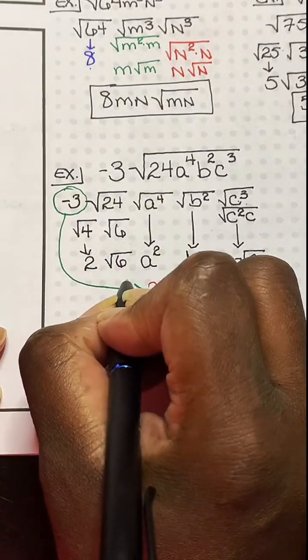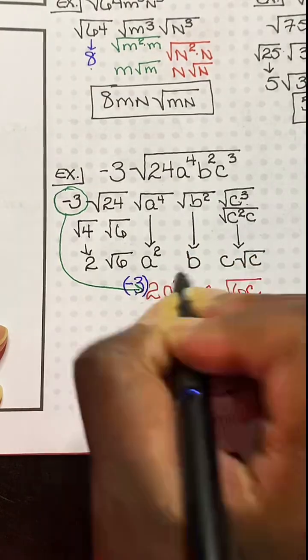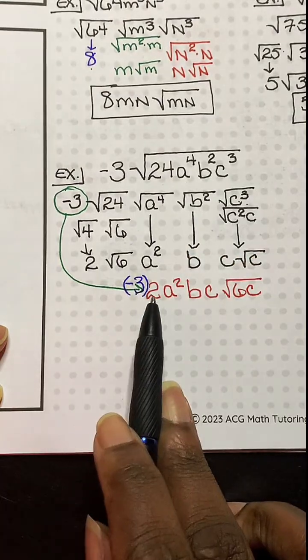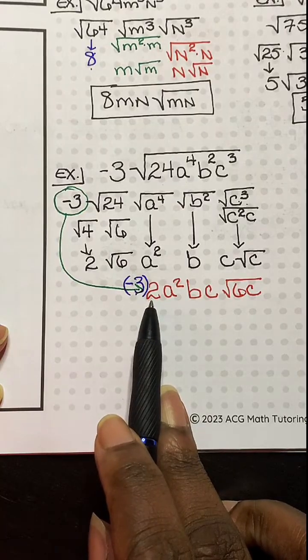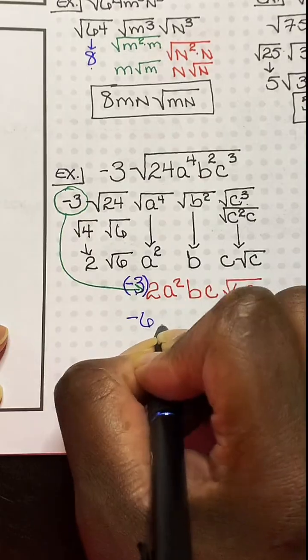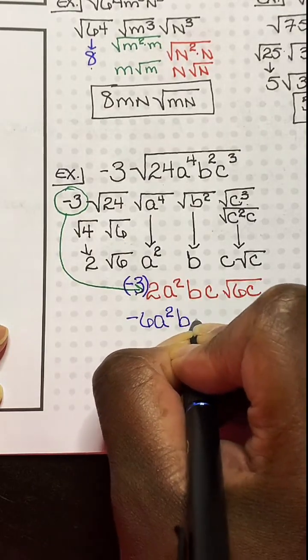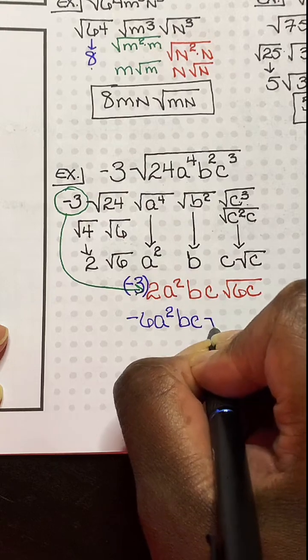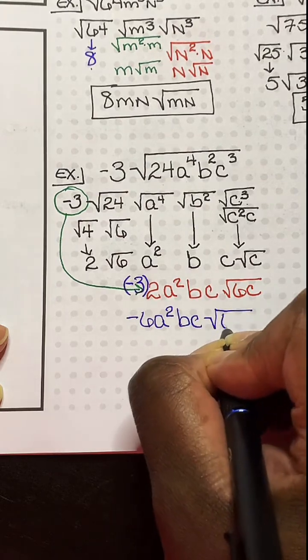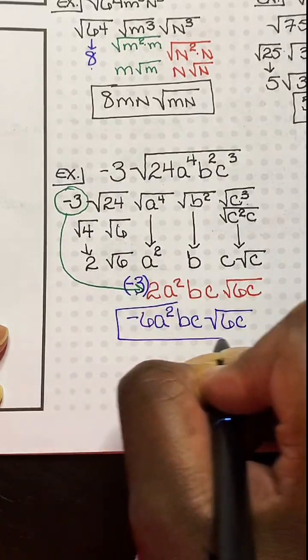So we need to multiply this -3 that was hanging out with the 2. Okay? So our final answer is going to be -6 a squared bc square root 6c. This is our official answer.